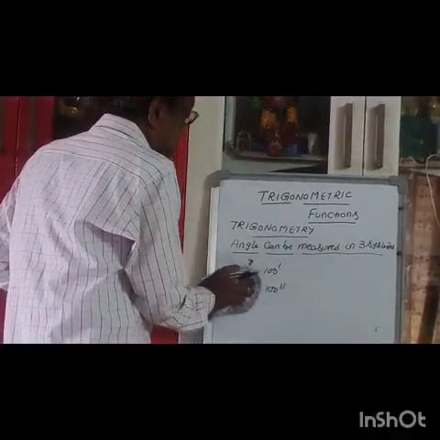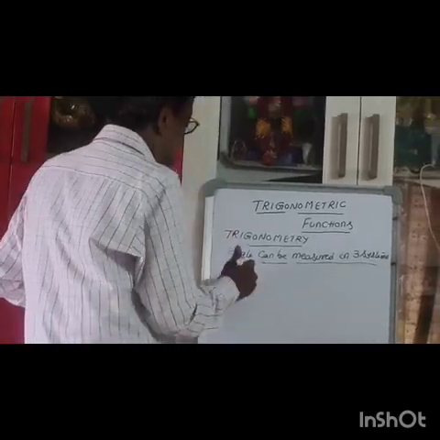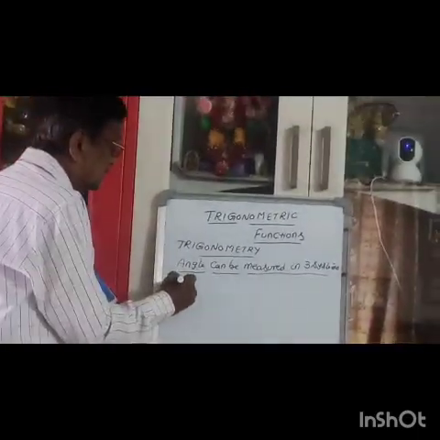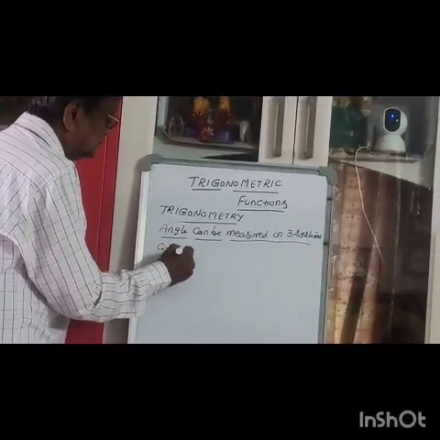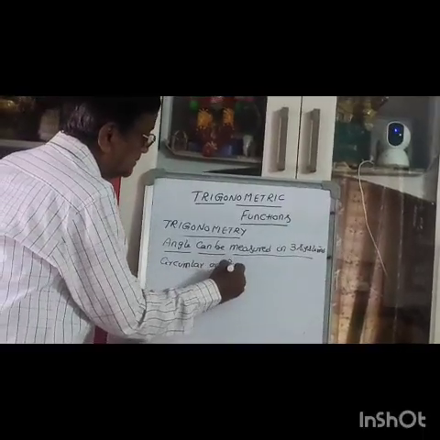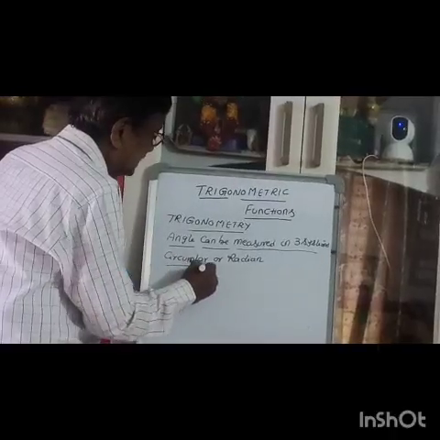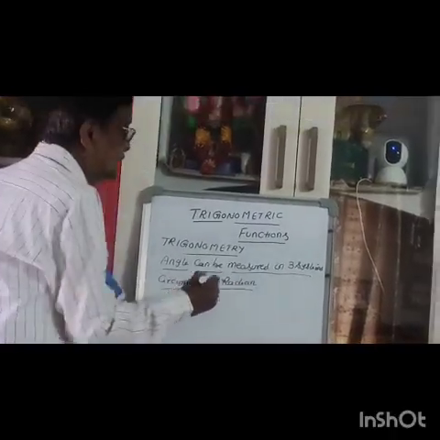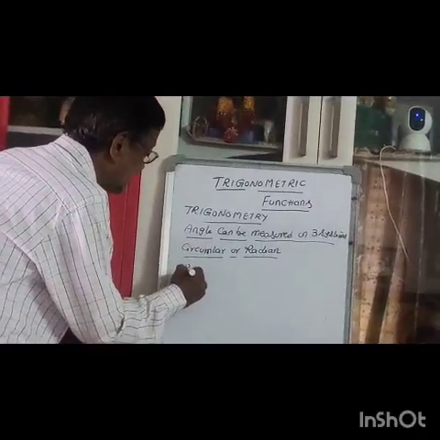The third one is circular measure, or radian measure. First of all, what is a radian? You have to learn about the radian.